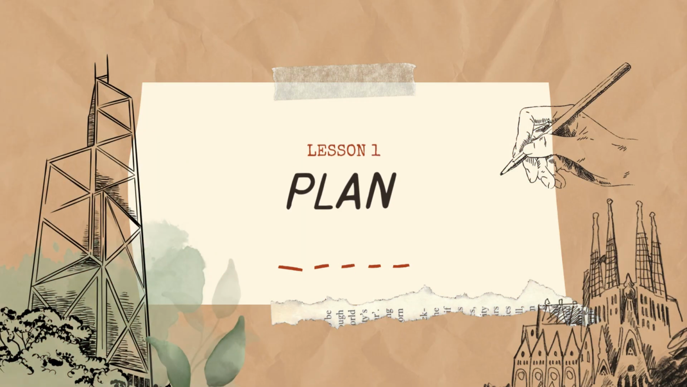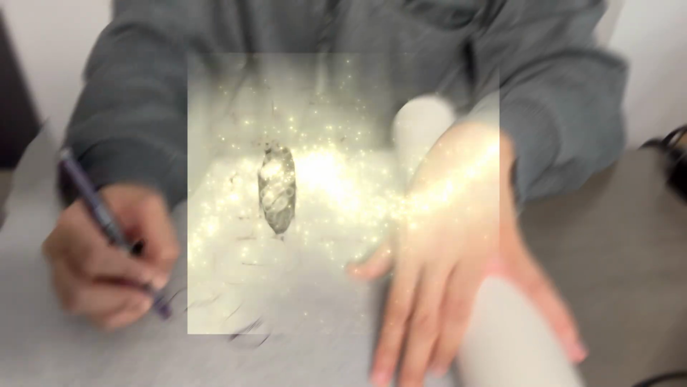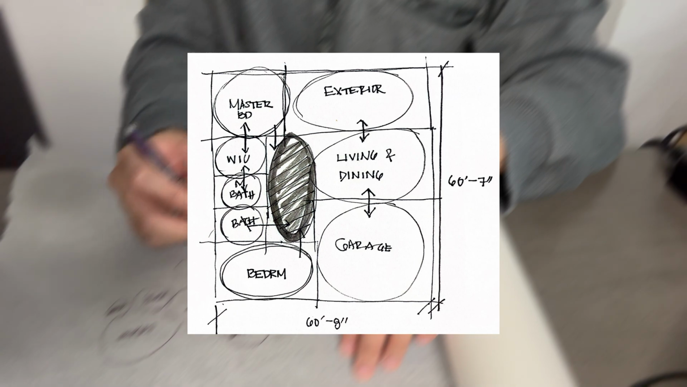So let's get started with Mr. Park's house. After contracts, discussions, sketches, this is the final program that Mr. Park wanted for his house. For him, his wife, and a room for the guest.